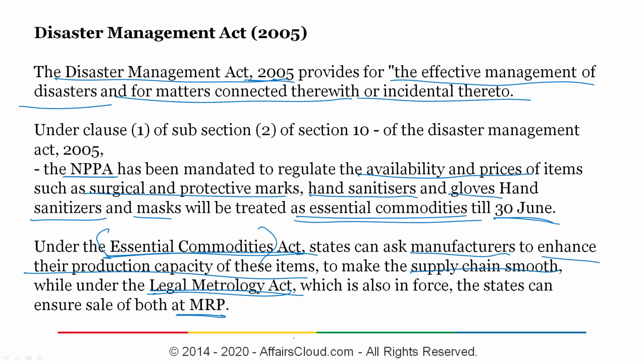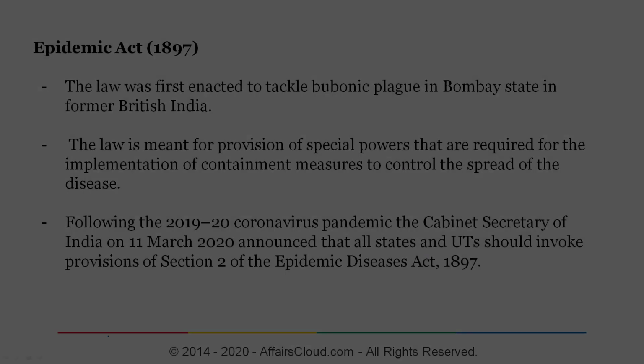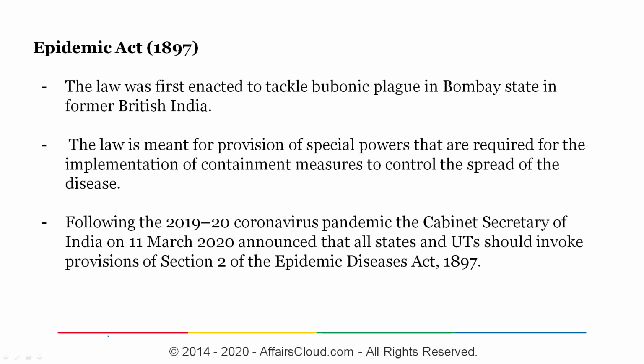So as we all know, during times of crisis, profiteering is a very common phenomenon, where the extreme demand for a commodity is usually met with a hike in price. Now, under the Legal Metrology Act, which is being enforced currently in the coronavirus crisis, the sale of these items for which demand has increased exorbitantly will still be ensured at the maximum retail price. Now, another act that was invoked as a response to the ongoing coronavirus crisis is the Epidemic Act of 1897.